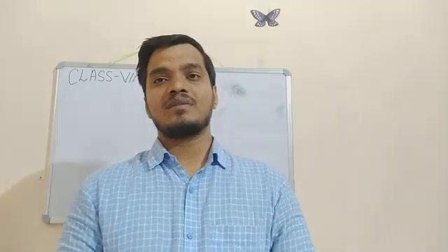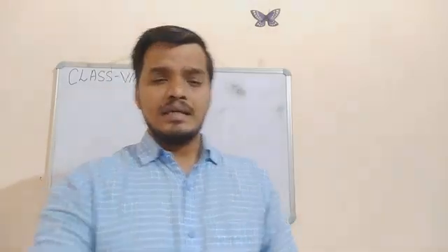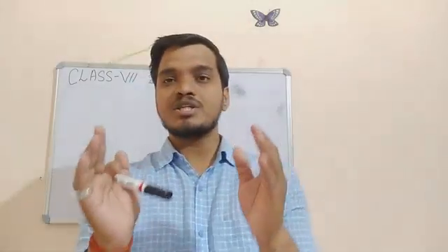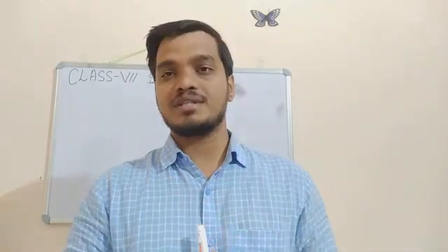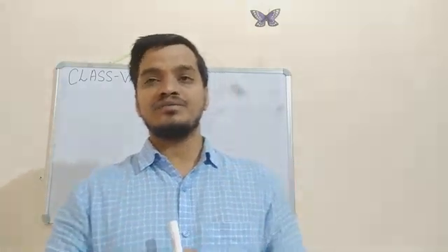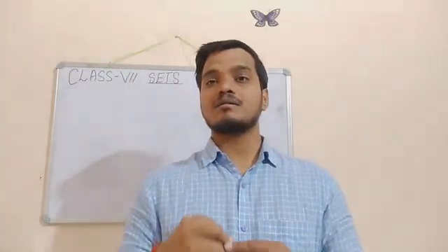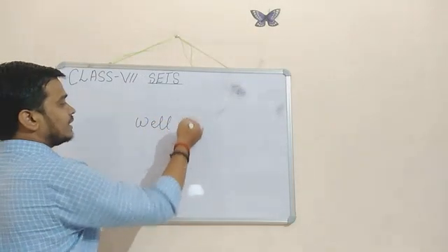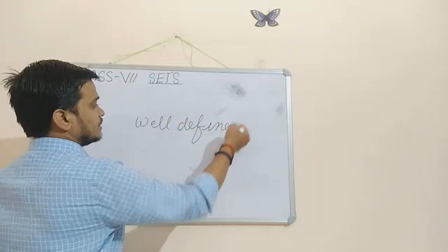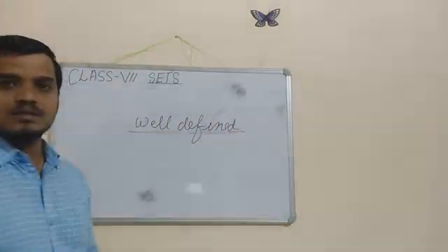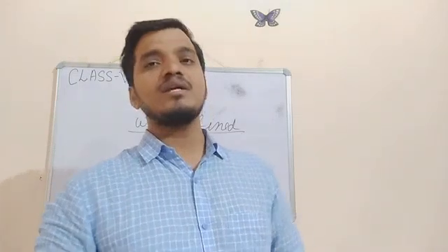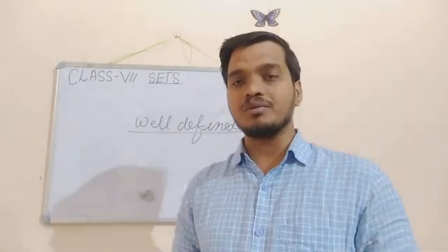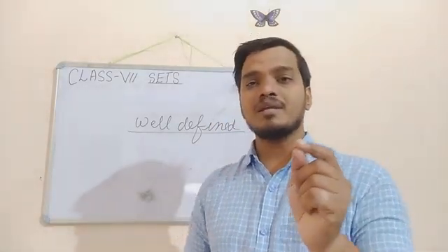Now set theory. What is the meaning of the set? A very simple definition is given: a set is a collection of well-defined objects. When we collect well-defined objects, it is known as a set. So what is the meaning of well-defined? How can you say that anything is well-defined or not? The basic thing we should know is what well-defined means. Well-defined means if somebody gives you any definition, the same answer should come in everyone's mind.